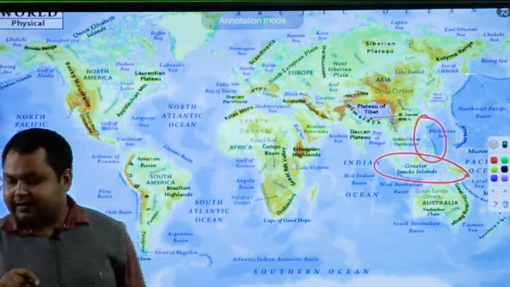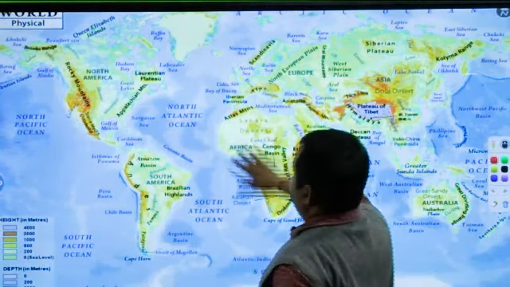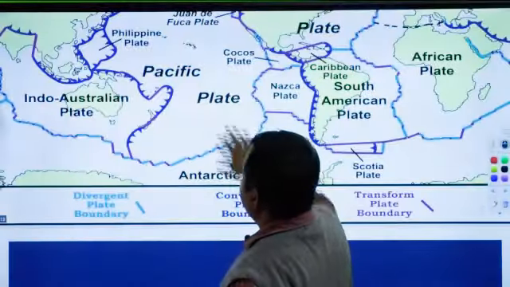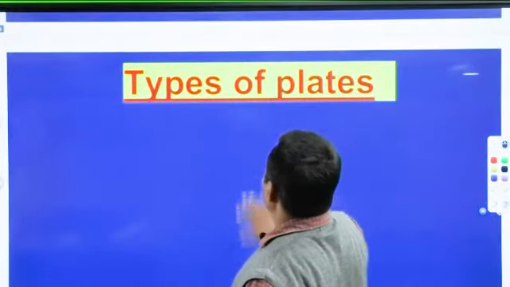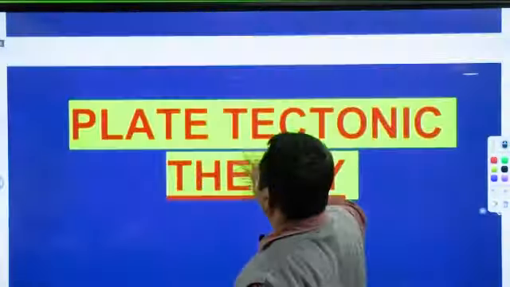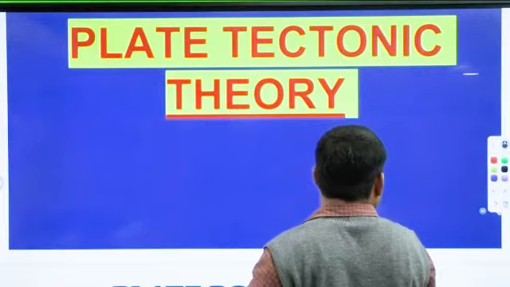In such circumstances, we can say the topic plate tectonic theory is very important, because within the year 2014 two questions related to plate tectonics were asked. So I would like to split this topic into two parts: plate tectonic theory part 1 and plate tectonic theory part 2. And I suggest to each and every student to continue with each and every part of the plate tectonic theory.